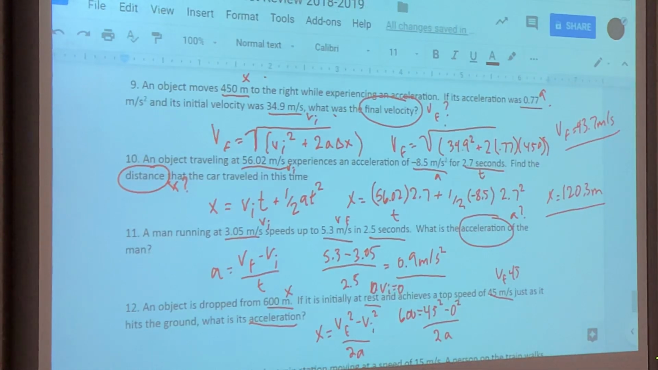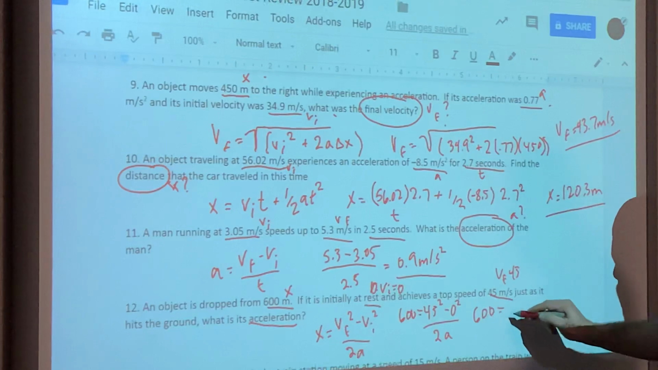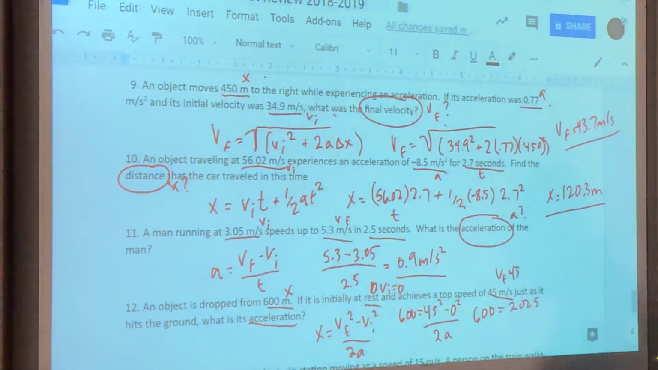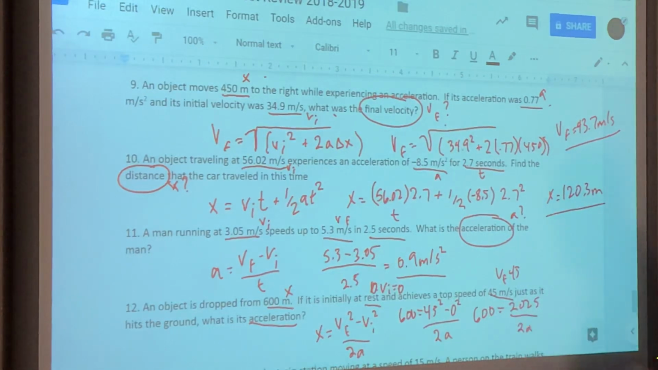Remember, we said the first step we should always take is simplify everything. So if you can multiply, subtract, do stuff with numbers and make it look easier, well, that's what we do. In this case, when we simplify it, it'll be 600 equals 2025 when you simplify the top. Put it in your calculator. Divided by 2 times a.